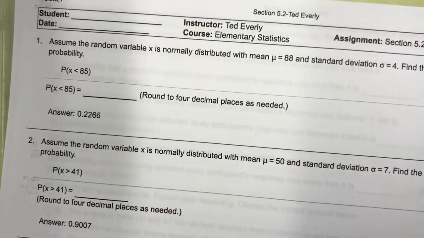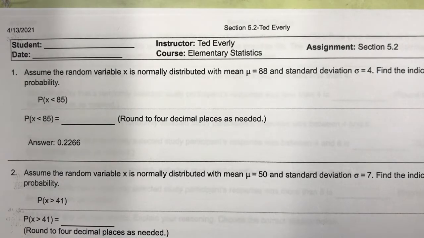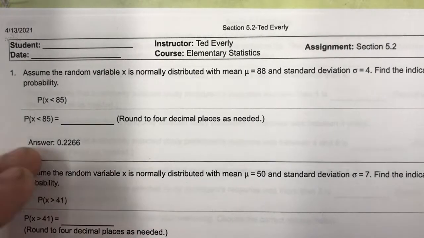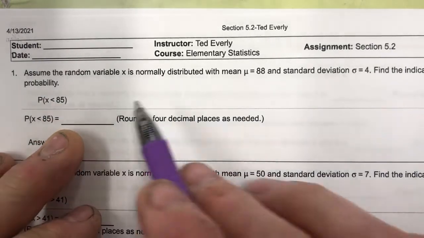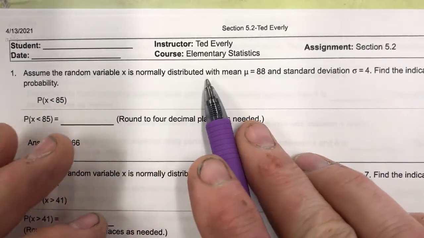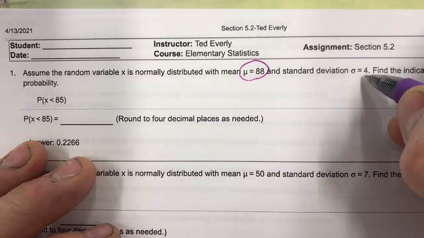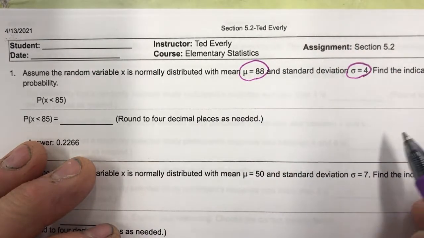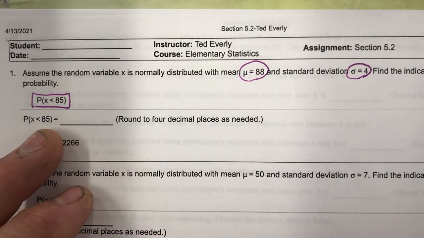Let's look at some of these problems that we're dealing with here. Like this is number 1. I'm going to do a few of these. I'm going to skip around some. We'll do all 3 of these here. Assume random variable x is normally distributed with mean, here's my mean right there, and a standard deviation, right there is my standard deviation. Find the indicated probability. What's the probability that it's less than 85?